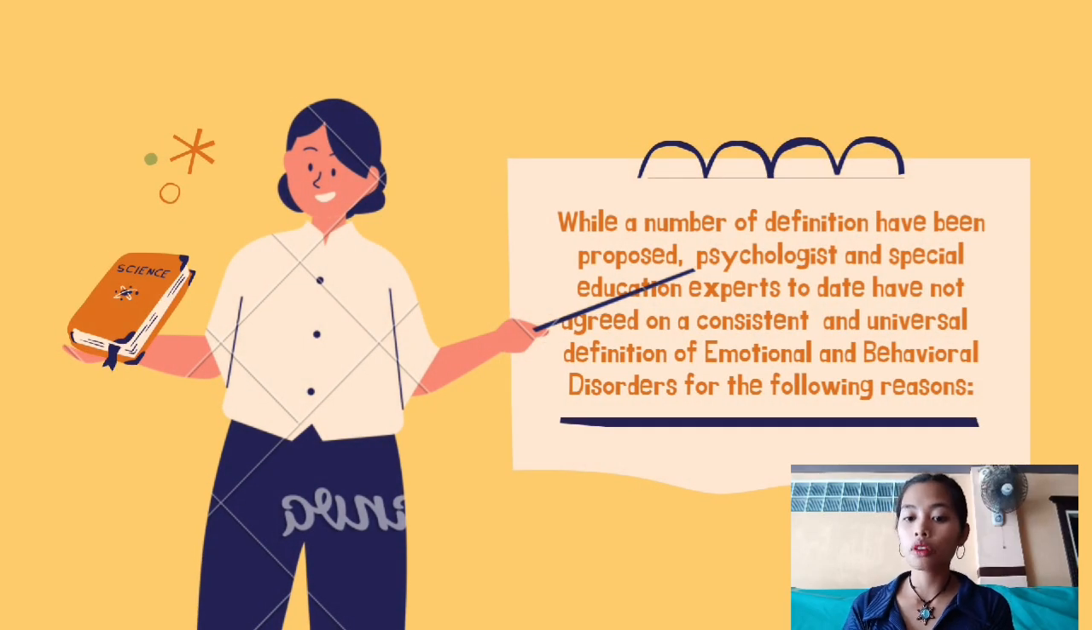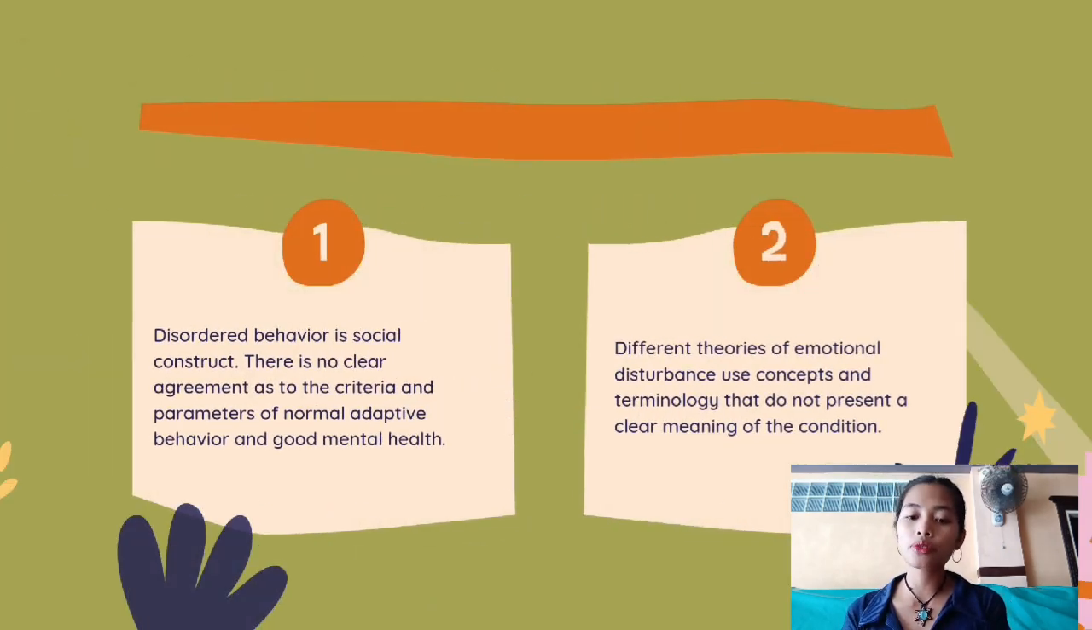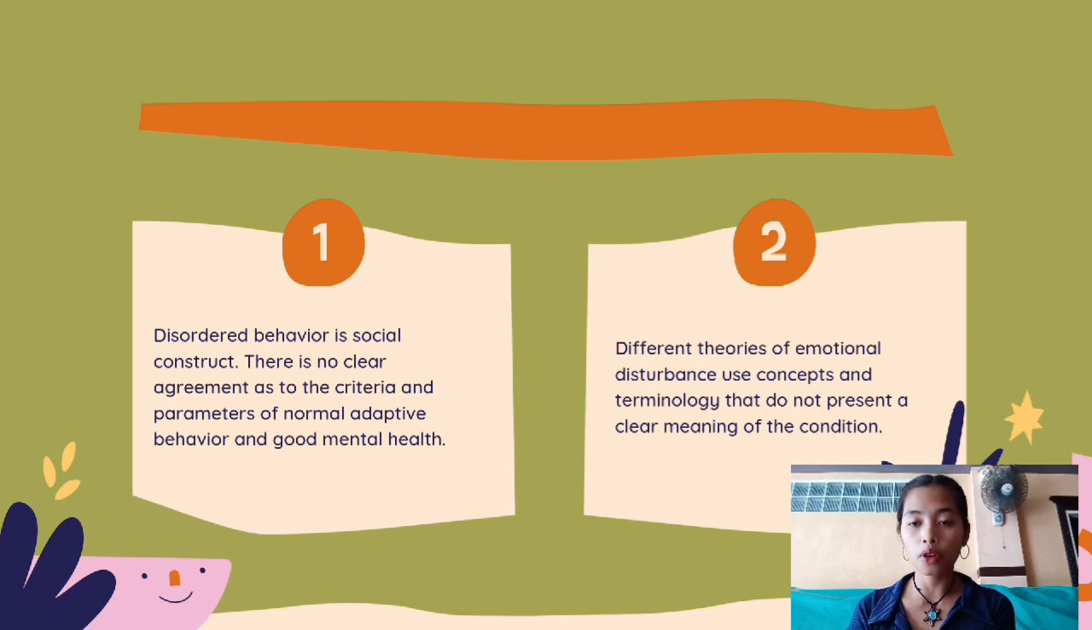While a number of definitions have been proposed, psychologists and special education experts to date have not agreed on a consistent and universal definition of emotional and behavioral disorders, for the following reasons, according to Howard 2003. The first reason is that disordered behavior is a social construct. There is no clear agreement as to the criteria and parameters of normal and adaptive behavior and good mental health.